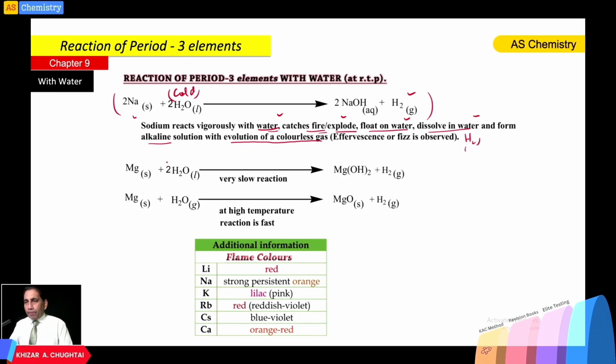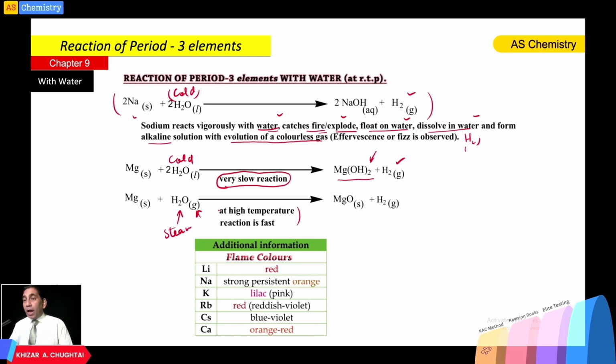Number 2, magnesium reacts with cold water very, very slowly. Too slow to observe. But yes, there is formation of hydroxide. Magnesium hydroxide is supposed to be formed and hydrogen gas is formed. But if you are using steam, this is not cold water. It's steam. As you have seen that the state symbol is gaseous, then the reaction is going to be vigorous.